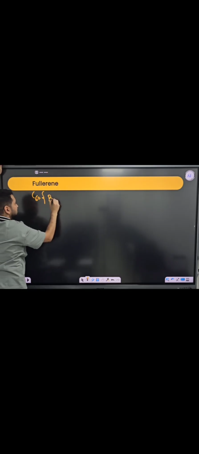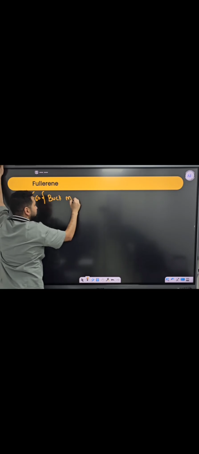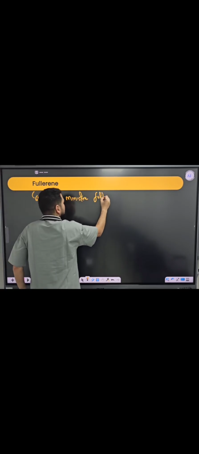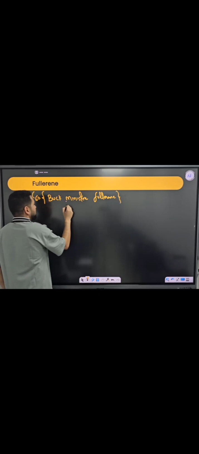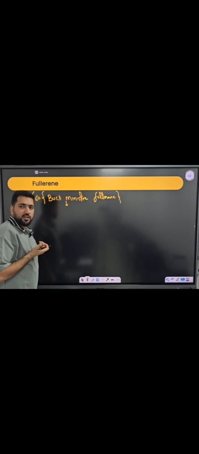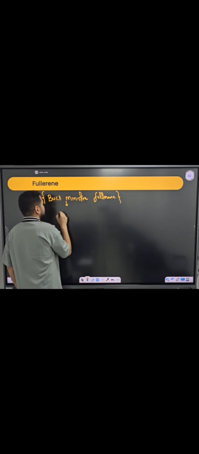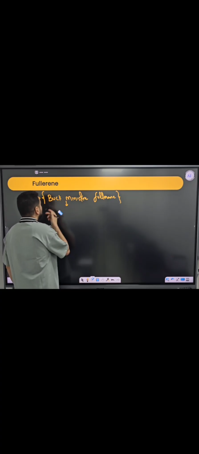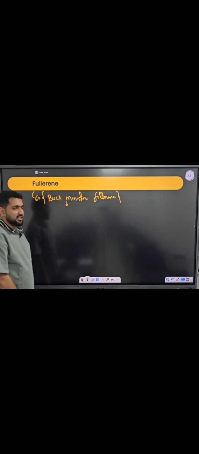And in this particular, we'll be discussing C60. The C60 is called Buckminsterfullerene, right? It has been given a name. There was one architect whose name was Buckminster. So on his name, they call this particular fullerene C60.